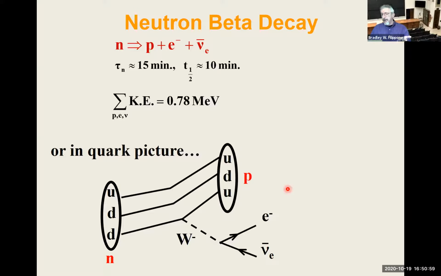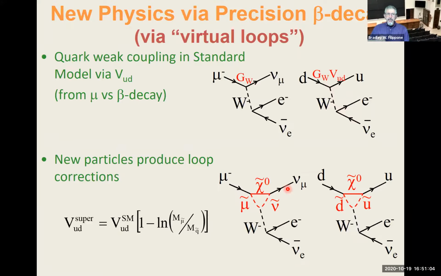So how do you look for new physics? The way you look for new physics is through these loops. Loops where the particles that are participating are very massive, and so it's a small probability, but if you have sufficient precision, you can see the signature of that loop being present.